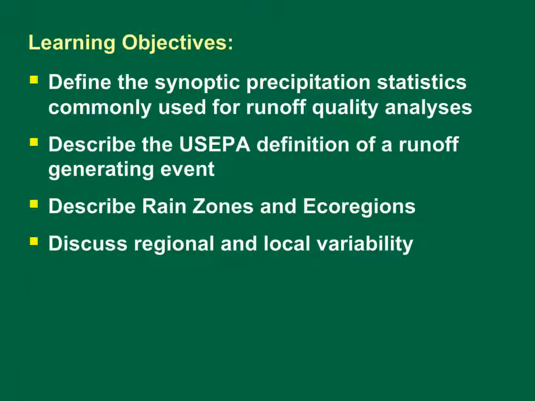This training module has 4 learning objectives. At the end of this module, you should be able to define the synoptic precipitation statistics commonly used for runoff quality analyses, describe the U.S. EPA definition of a runoff generating event, describe rain zones and ecoregions, and discuss regional and local variability in precipitation statistics.